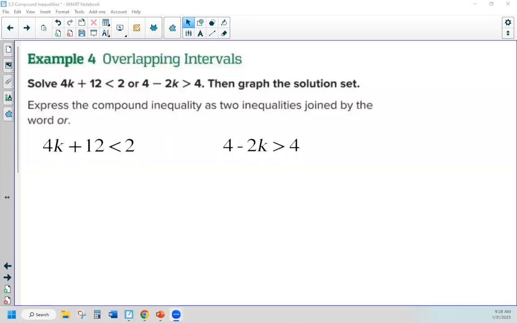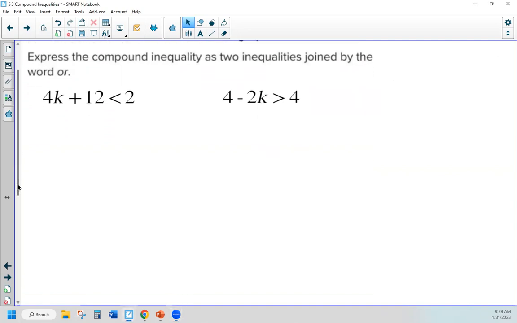Here we go. Last part of the example problems, starting with example number 4. Solve 4k plus 12, and then graph the solution set. Now, this one says, as you can see, overlapping intervals. So let's go ahead and see what this is talking about, overlapping intervals.